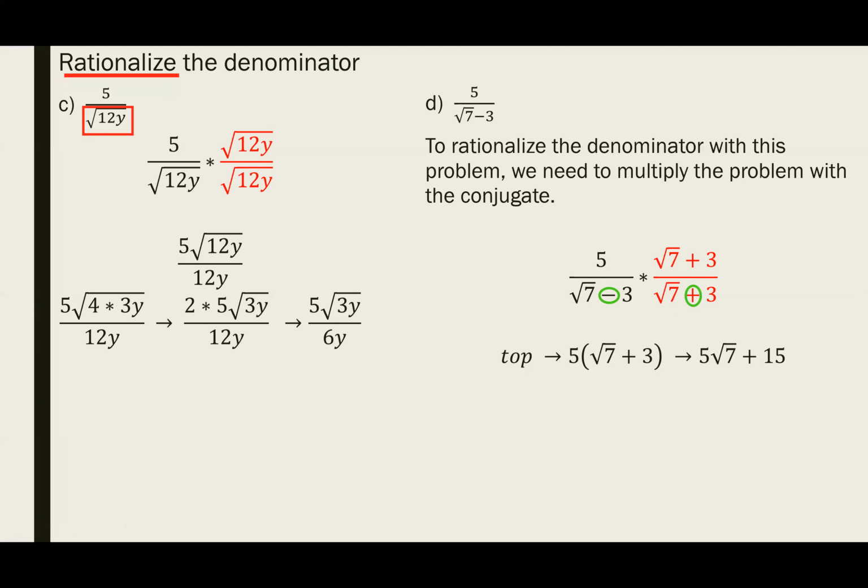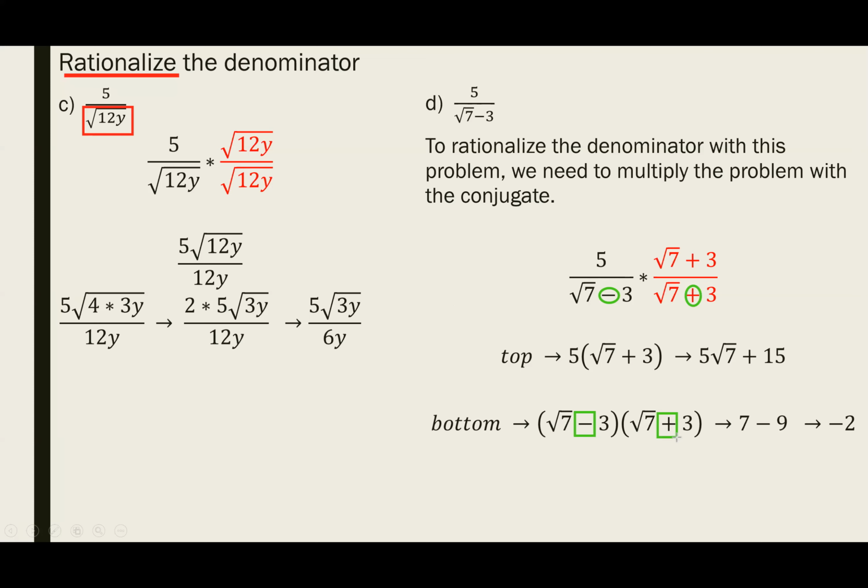If we look at the top, this is what we have: 7 times the square root of, 5 times square root of 7 plus 3. And 5 times square root of 7 is 5 times square root of 7. 5 times 3 is 15. If we take a look at the bottom, this is what we have. And I purposely went off topic to show you that this is what we have, ladies and gentlemen.